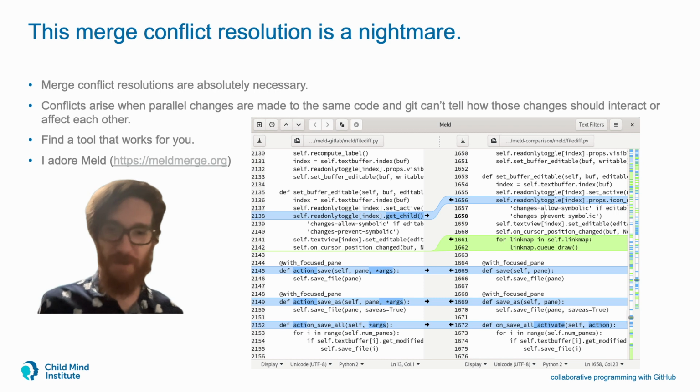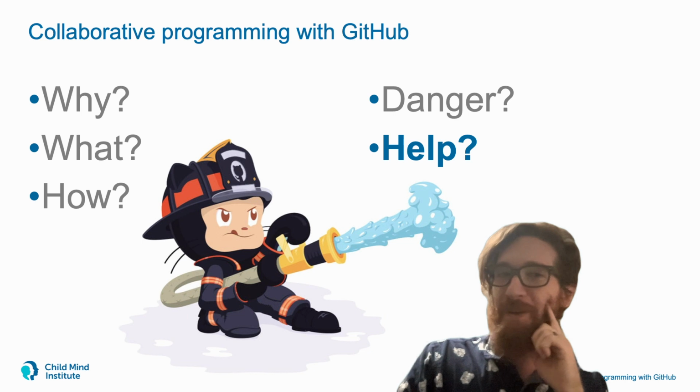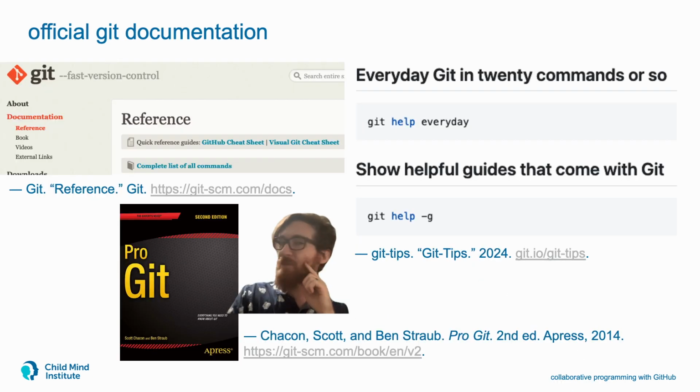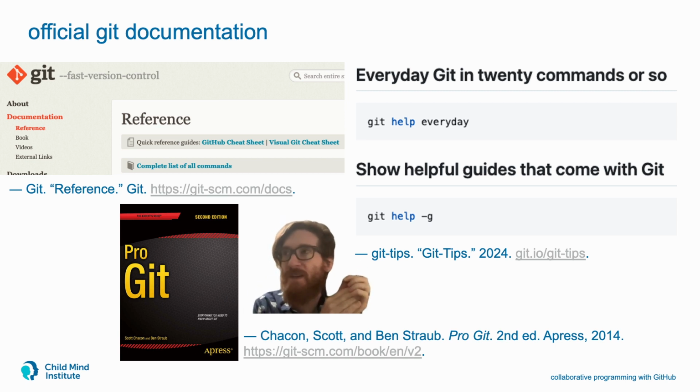you'd have to rename one or both of those functions in the conflict resolution. If you need help while you're collaboratively programming with GitHub, the official Git documentation is fantastic. Git is powerful, but it's also pretty simple and pretty mature. So the documentation is fairly comprehensive. And there's a book called Pro Git that is available in a digital form for free on the Git website.